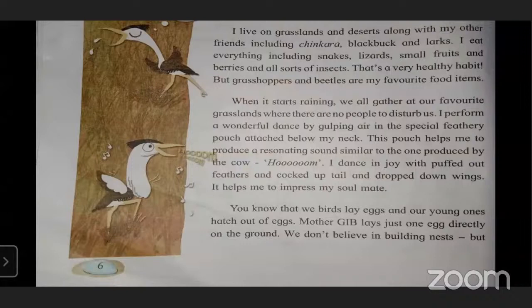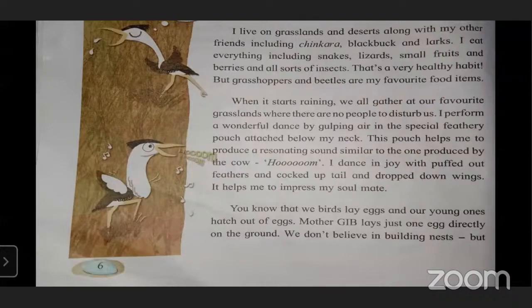When it starts raining, we all gather at our favorite grasslands. Whenever it rains heavily, they gather together at their favorite place, the grassland, where there are no people around to disturb them.